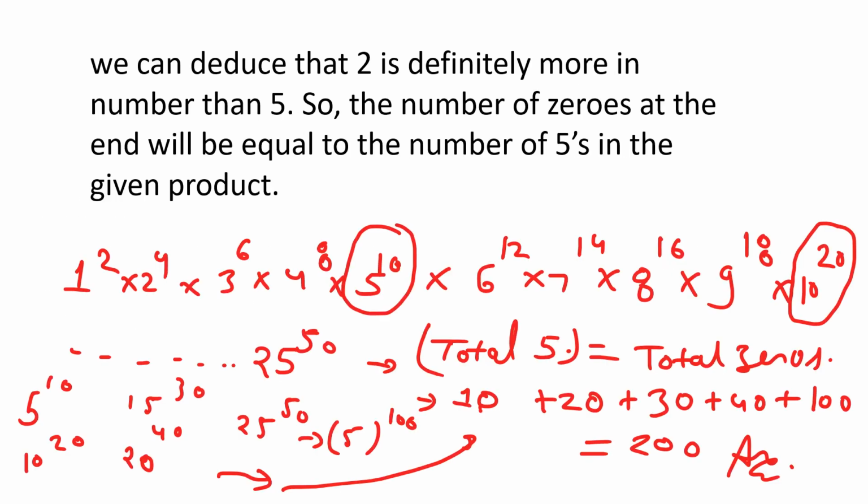Now we can deduce that 2 is definitely more in number than 5. So the number of zeros at the end will be equal to the number of 5s in the given product. So the total number of 5s: 5 to the power 10, 10 to the power 20, 15 to the power 30, 20 to the power 40 and 25 to the power 50, which is equivalent to 5 to the power 100. So we can sum 10 plus 20 plus 30 plus 40 plus 100, which is equal to 200. 200 is your correct answer.